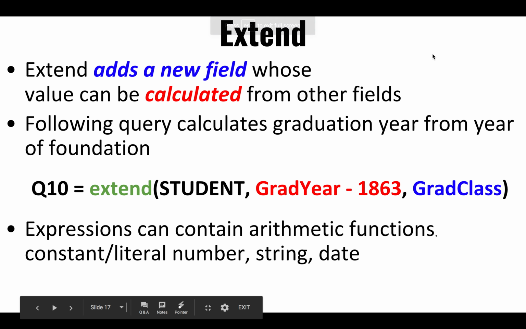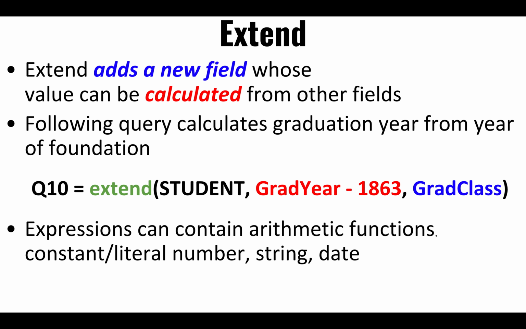So we're looking at the student table, and we are doing a calculation on the fly for each record. We're calculating what graduation class you are. Are you the first graduating class, the second, the third? So we're calculating when you graduated minus the year that the school was founded, and then we are creating a brand new field called graduating class.